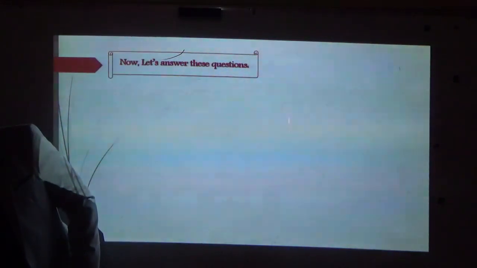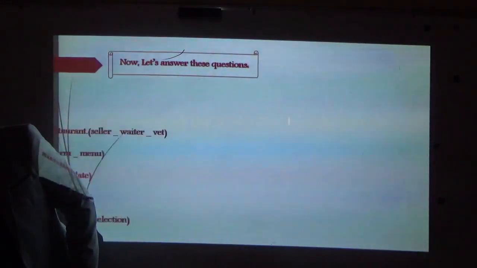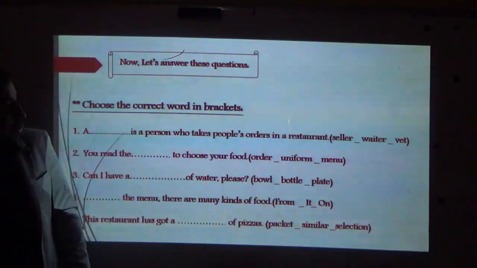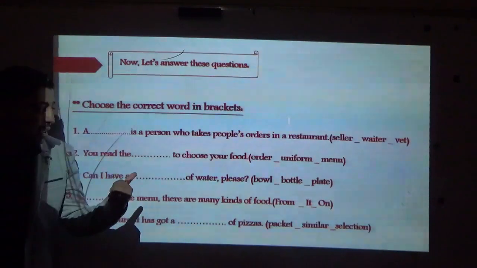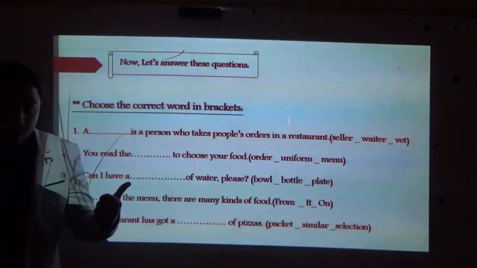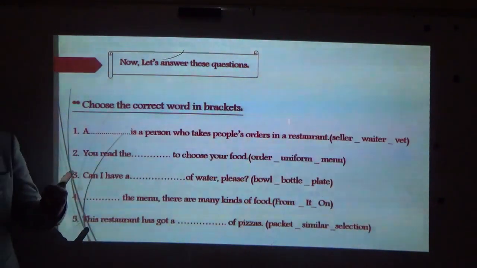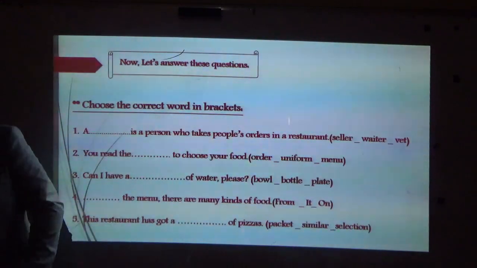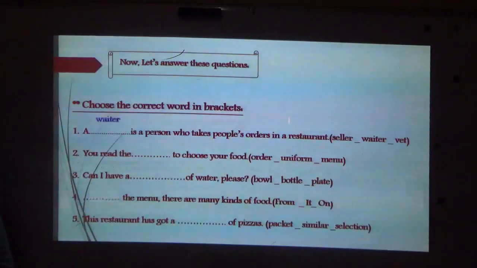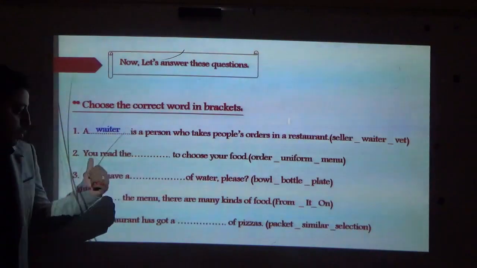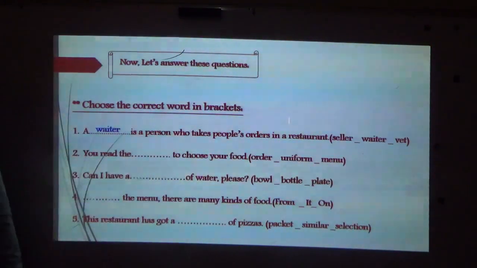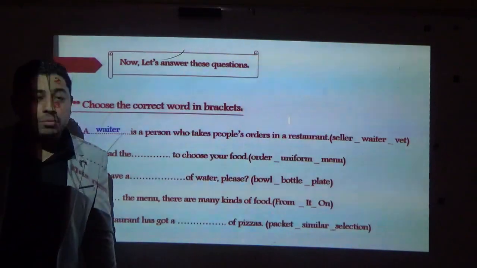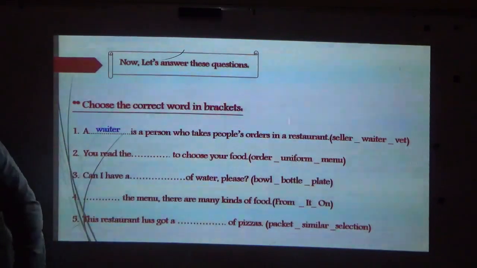Now we have some questions. Let's answer these questions together. Number one, blank is a person who takes people's orders in a restaurant. Who is it: seller, waiter, or vet? Yes, excellent, the waiter, very good. Number two, you read the blank to choose your food. Read what? Order, uniform, or menu? Yes, very good, the menu.